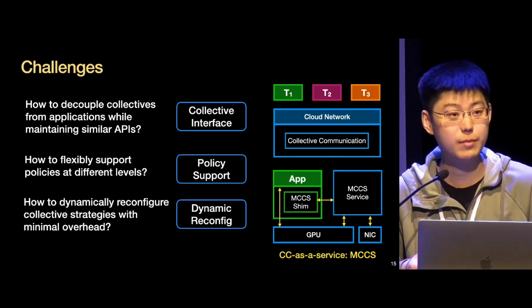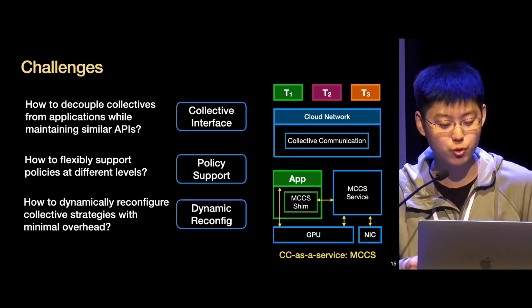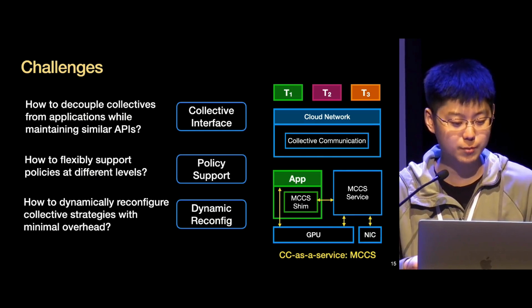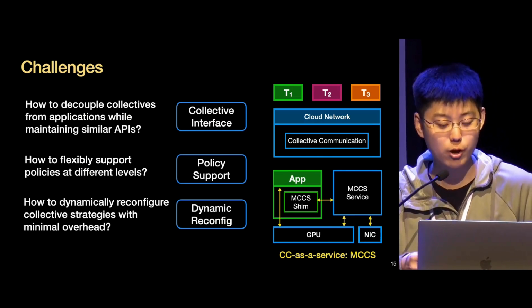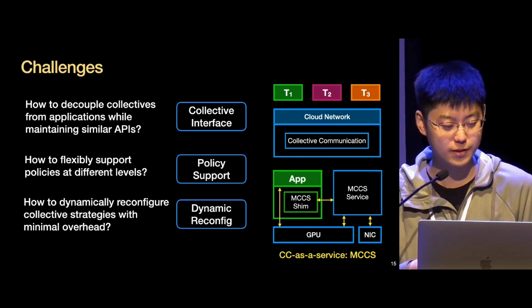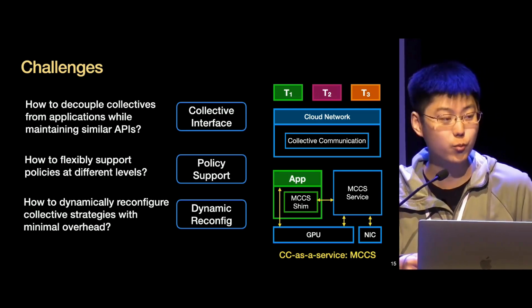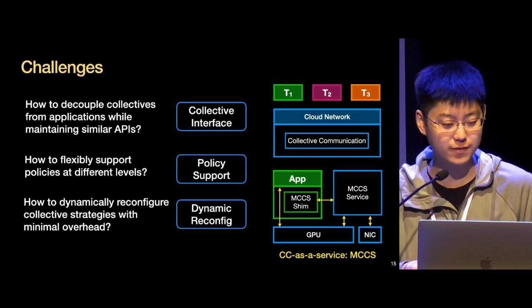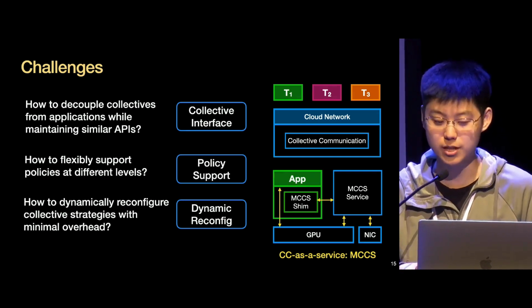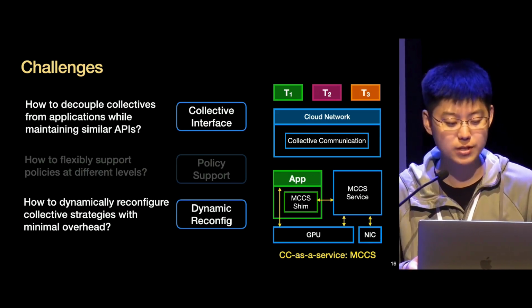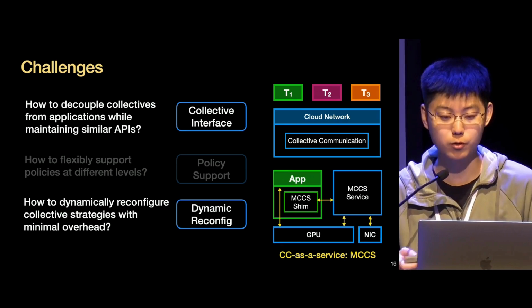However, implementing such an architecture is non-trivial, so there are several challenges. First, how can we decouple implementation from the application while maintaining a similar collective API? Second, how can we flexibly support scheduling policies at different levels? Finally, how can we dynamically reconfigure collective strategies at application runtime with minimal overhead? In this talk, we'll omit the second challenge, which you can read the paper for more details on.